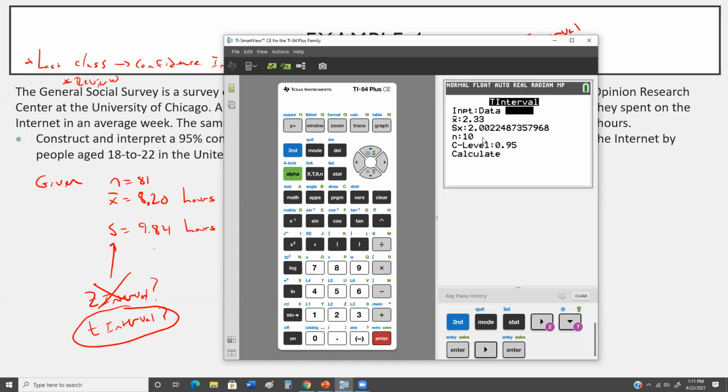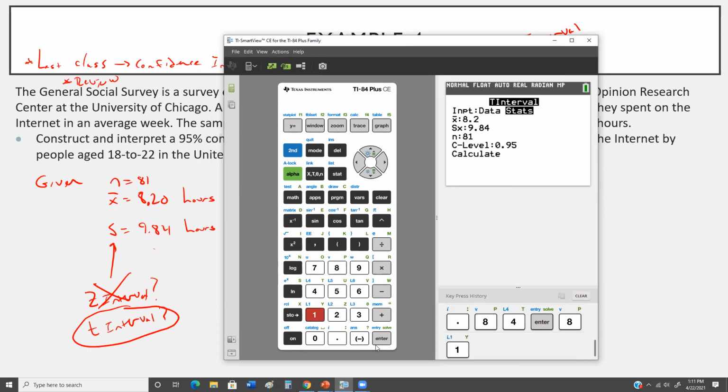If you have anything saved in here, it's from a previous problem. So for X bar, you're just going to replace it. It's going to be 8.20. S sub X is going to be right here, 9.84. N is the sample size, so that's just going to be 81. You type it in. And then your confidence level.